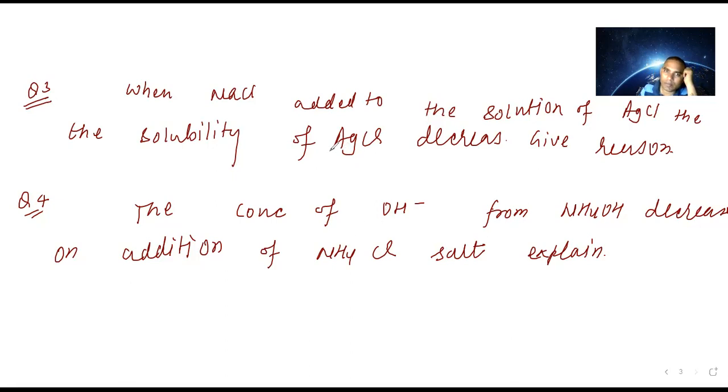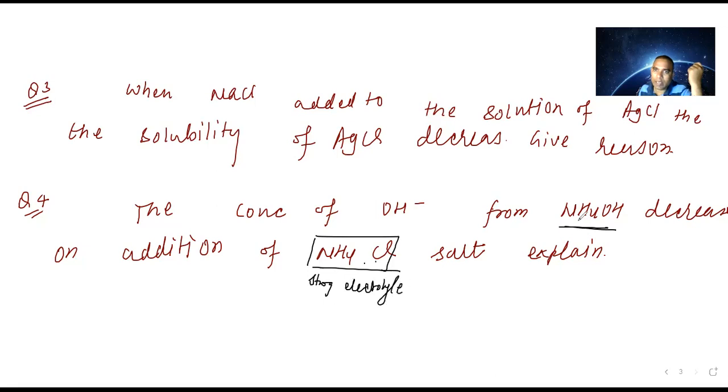Question four. The concentration of OH minus from NH4OH decreases on addition of NH4Cl salt. NH4Cl is a salt, where Cl comes from HCl, that is a strong acid, and NH4OH is the weak base. So NH4Cl is going to be a strong electrolyte.